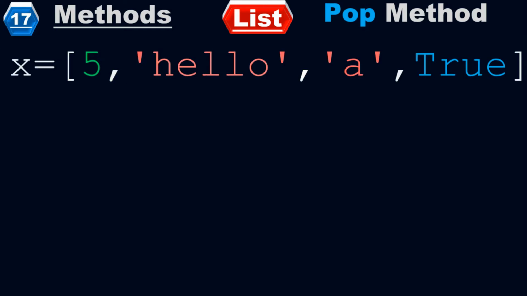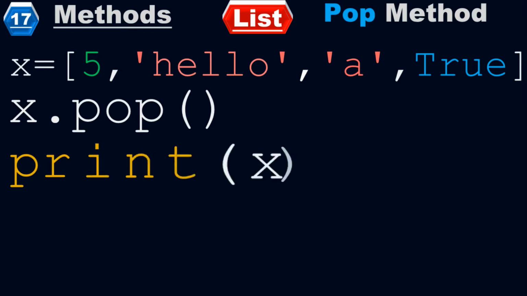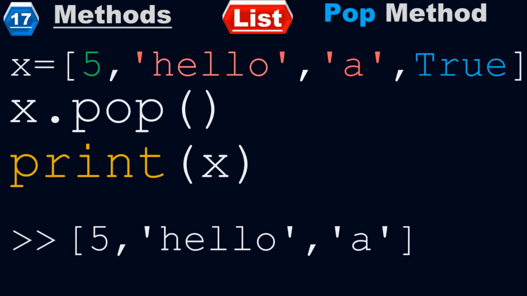Example number 17. X equals to [5, hello, a, true]. X dot pop function. Take the print of X, you will get the output 5, hello, a. Look at here, we have total 4 elements, 5, hello, a, and true. These are the 4 elements in the given list. So this whole information has been saved with the identifier X.